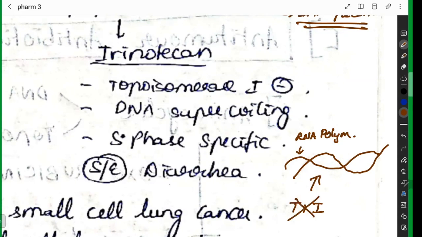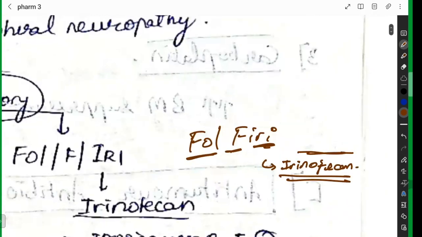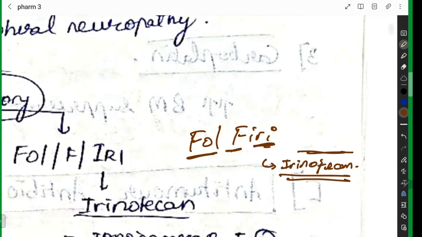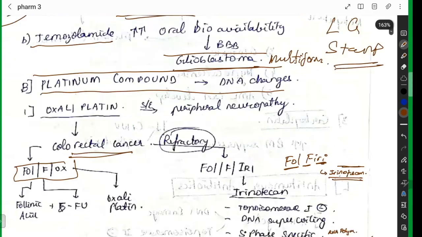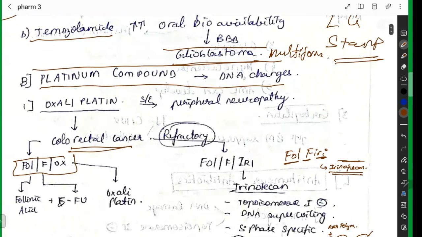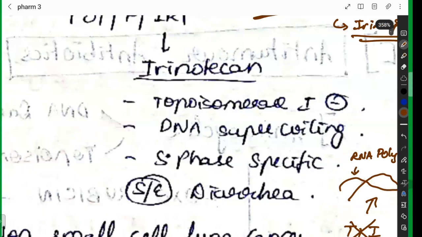So, can you tell me which phase of the cell cycle it is going to inhibit? Where does your DNA replication occur? Can you tell me at which phase of your cell cycle DNA replication occurs? Can you put in the chat box? We have seen G1 phase, S phase, G2 phase, M phase. In which phase are you going to have the DNA replication? Yes, S phase, excellent. So can you tell me that this irinotecan is going to be very specific for your S phase.